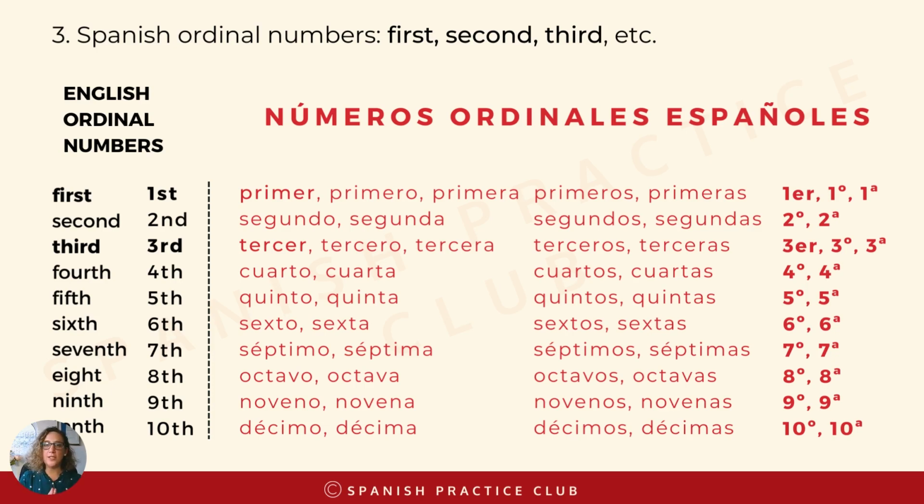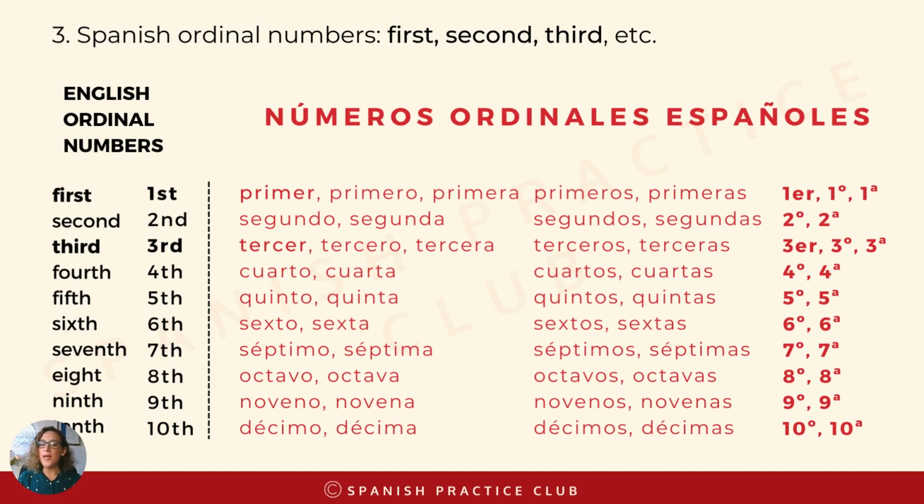And I will explain a little bit more about the difference between those two. It only happens with first and third, and I will explain a bit more how we use those. To say fourth in Spanish, cuarto, cuarta. Fifth, quinto, quinta. Sixth, sexto, sexta. Seventh, séptimo, séptima. Eighth, octavo, octava. Ninth, noveno, novena. And 10th, décimo, décima.